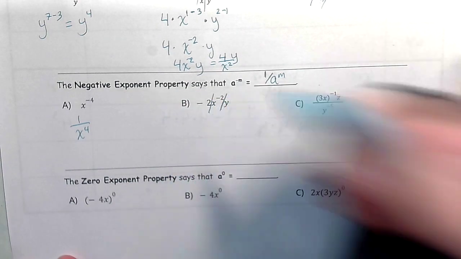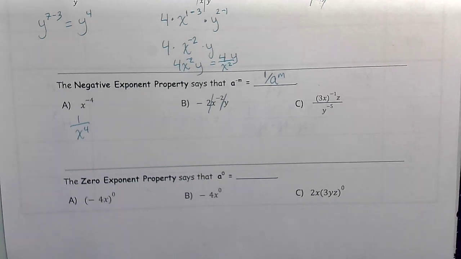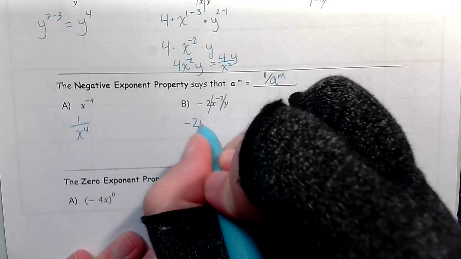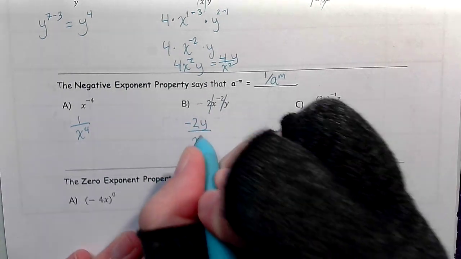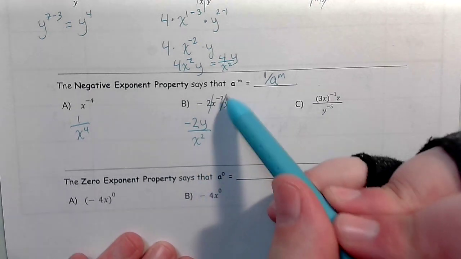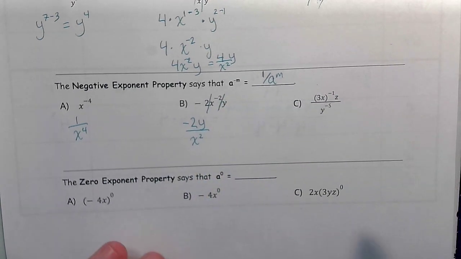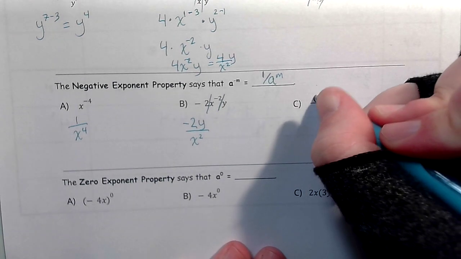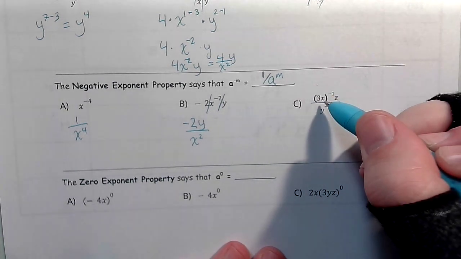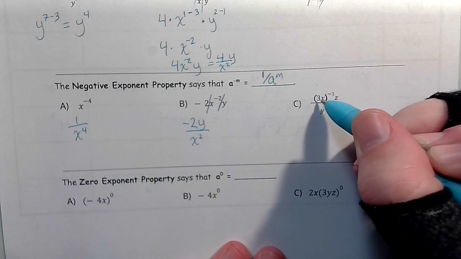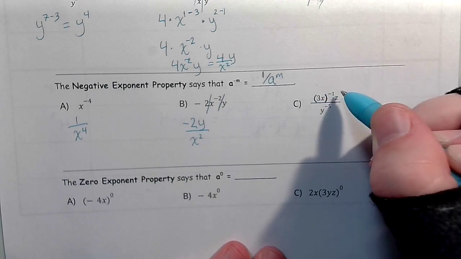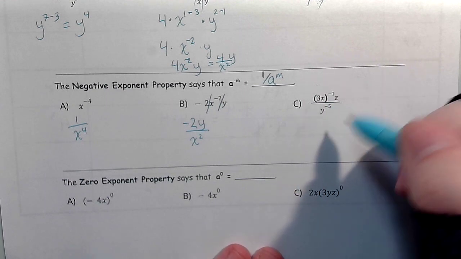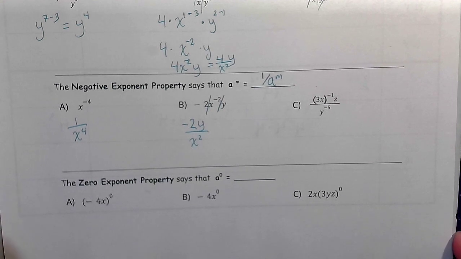I recommend splitting your pieces up so you don't get confused as to what needs to go where. The negative 2 is going to stay on top, as is the y, but the x squared is going to drop down because that's the one with the negative exponent. And then here, again, a little bit more complicated. Be careful to make sure that these parentheses keep this intact. So this is 3x, both of that to the negative 1 power, z over y to the negative 5. Let's see if you can simplify that.